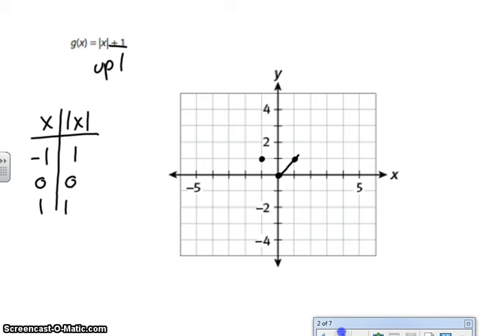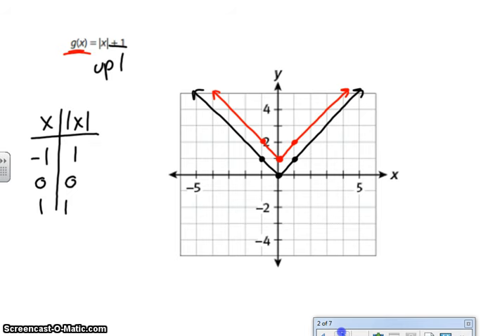We've seen the parent absolute value function before. Here it is again. Now our transformation is to move the graph up 1. So I'm going to go to those 3 points that we made and move all of them up 1 unit. This red graph is my transformed graph. The red is g of x.